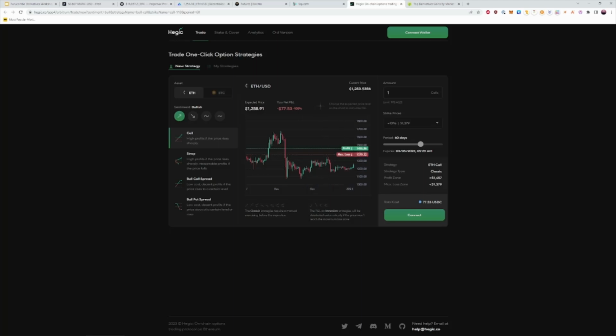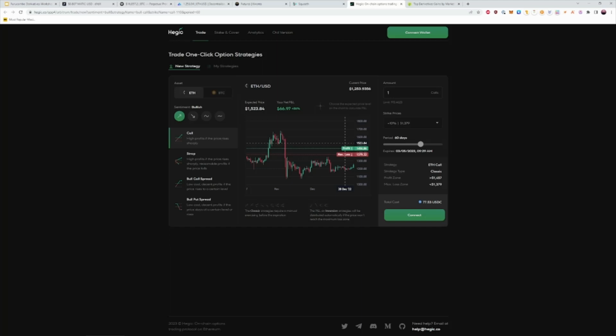So this means that with the premium, my profit is going to be at 1456 Ethereum. And my max loss is going to be the premium cost. So if ETH goes lower than 1379, then I don't have to exercise the contract. And the total cost in this case would be $77 for this position.